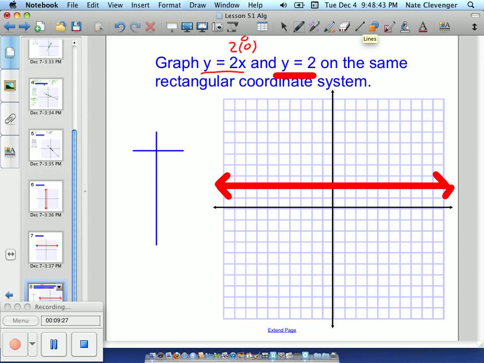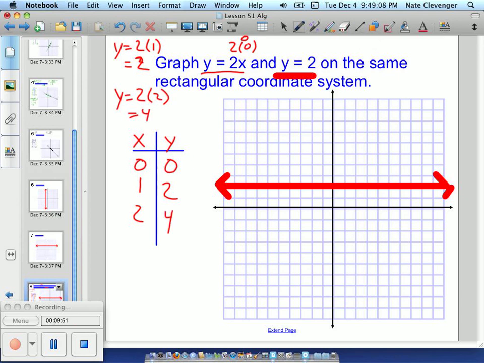If I use 0, 2 times 0 is going to give me 0. So when x is 0, y is 0. Then I'm going to plug in 1. So when x is 1, y is going to be 2. And then I'm just going to use 2. So when x is 2, y would be 4.